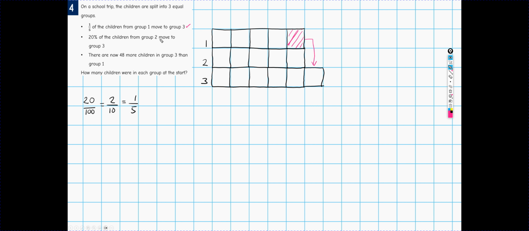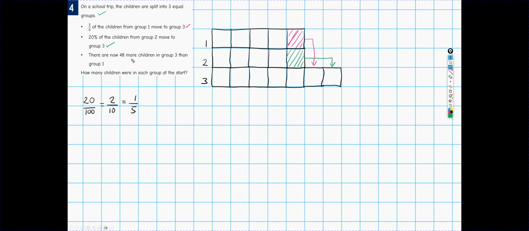20% of the children from group 2 move to group 3. Let's do that in another color. Okay, so again, I am going to shade in one of these parts. And again, we're going to say that this part is moving over to here. So I can do another arrow. That's where those children have gone. Okay, so I have now accounted for that piece of information. I already did that bit.